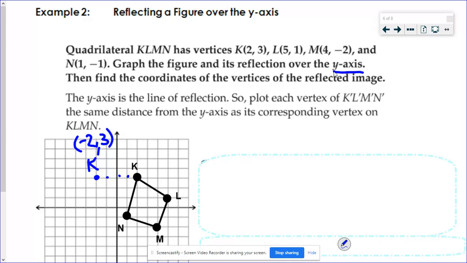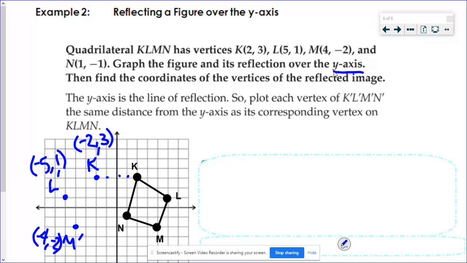Point L was 1, 2, 3, 4, 5 units to the right. So now I'm going to go 5 units to the left. 1, 2, 3, 4, 5. I'm not going to put all those points because it gets a little bit crowded there. But that's going to be at -5, 1. Point M is 1, 2, 3, 4 units to the right, so 4 units to the left. Right here is M prime, and that's going to be at -4, -2.